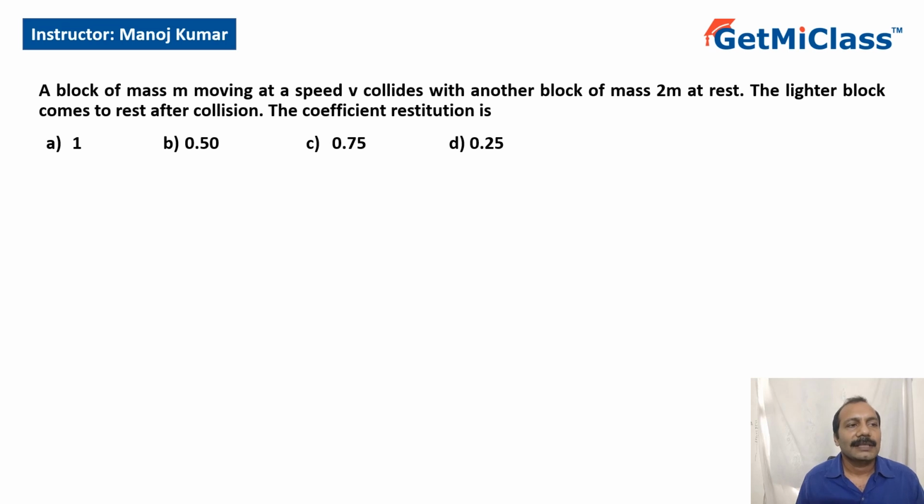This question says a block of mass m moving at a speed v collides with another block of mass 2m at rest. The lighter block comes to rest after collision. The coefficient of restitution is... So what all things we know?